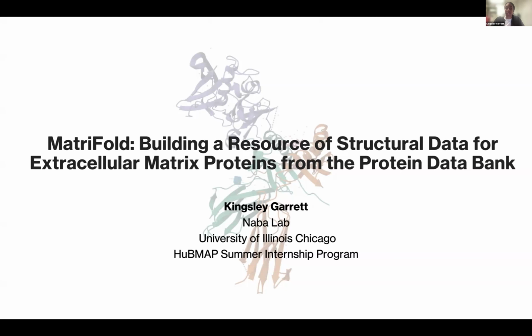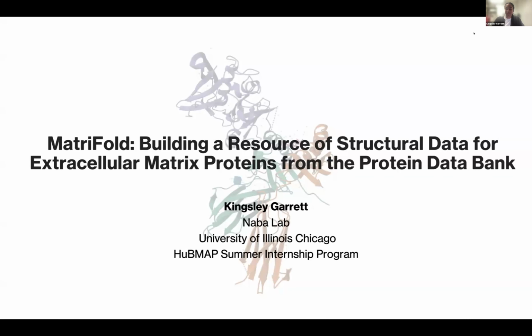And so my project is Matrifold, and it's building a resource of structural data for extracellular matrix proteins from the protein data bank. And so to begin, for those who aren't familiar with the extracellular matrix, it is a meshwork of proteins and glycosaminoglycans deposited by the cells. And so it plays an active role in influencing cell behavior, such as shape, function, proliferation. And it's a complex composition, and our understanding of its organization is continuously evolving.